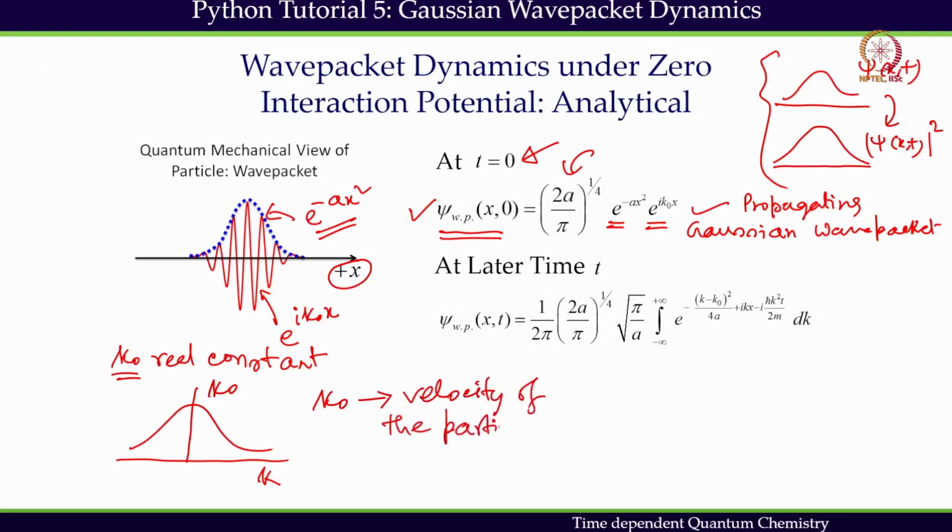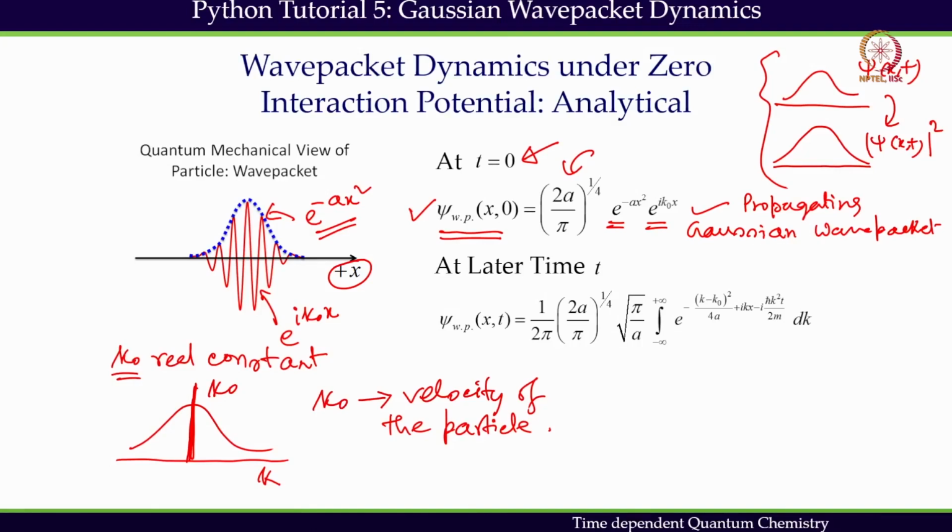So k naught has multiple perspectives. It defines the velocity of the particle, it defines the momentum of the particle, and it defines the center of the momentum domain spectrum. Those perspectives should be clear to us before we make use of this wave function for our wave packet dynamics.